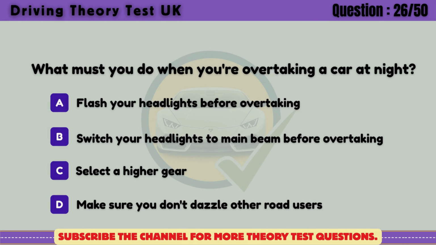Question 26. What must you do when you're overtaking a car at night? Option A. Flash your headlights before overtaking. B. Switch your headlights to main beam before overtaking. C. Select a higher gear. D. Make sure you don't dazzle other road users.